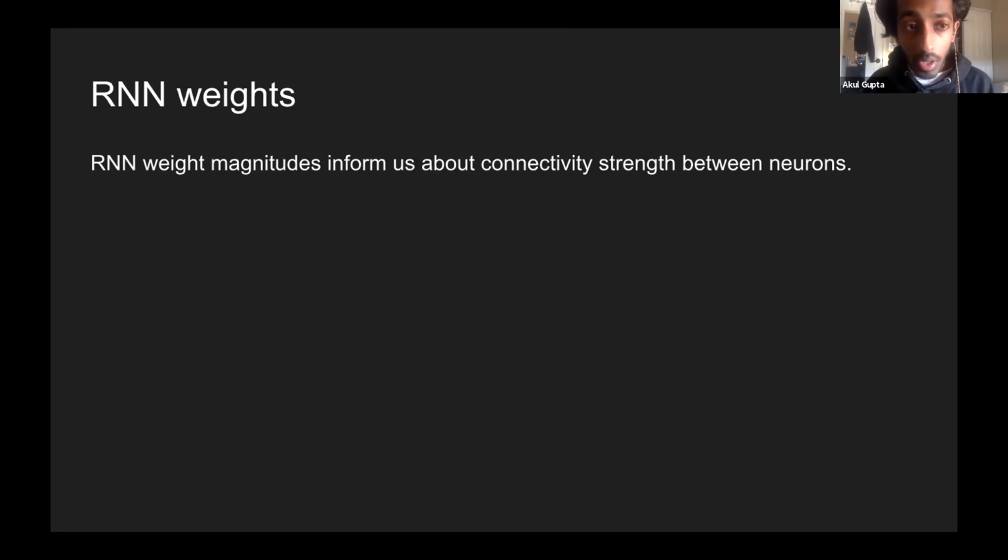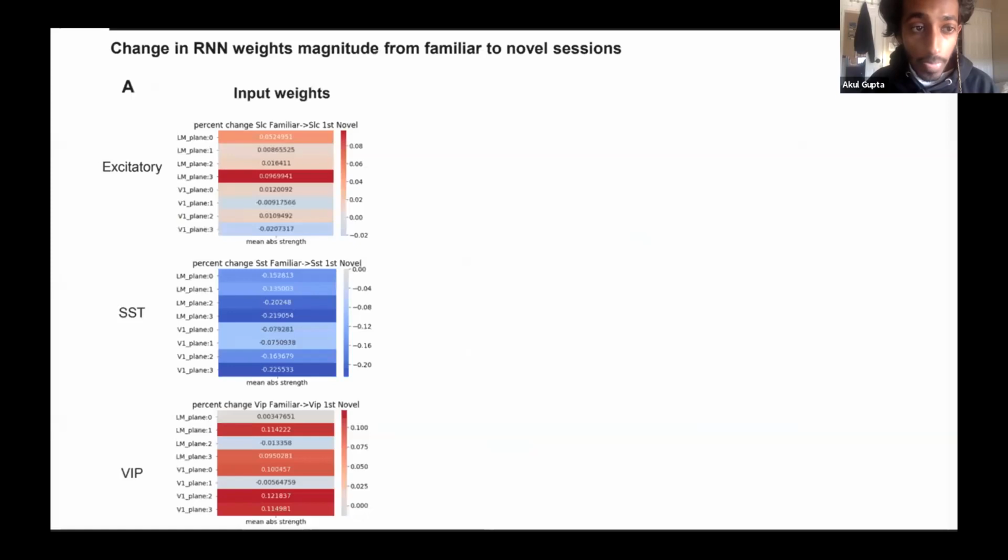Now I'm going to talk about the RNN weights, which is the results. RNN weight magnitudes are informative. They tell us about the connectivity strength between different neurons. The first thing that I'm going to focus on is the input weights to the RNN. The RNN has 2 sets of weights, input and recurrent weights. The input weights are the weights from the stimulus information to neurons.